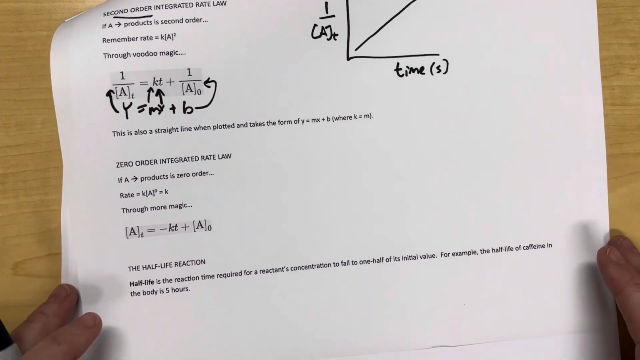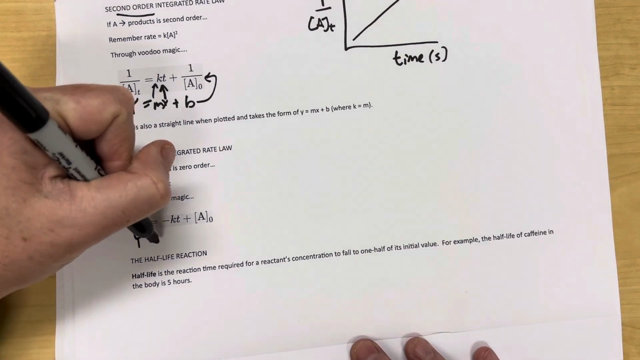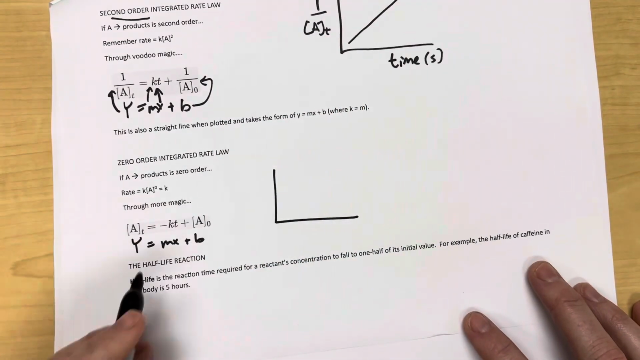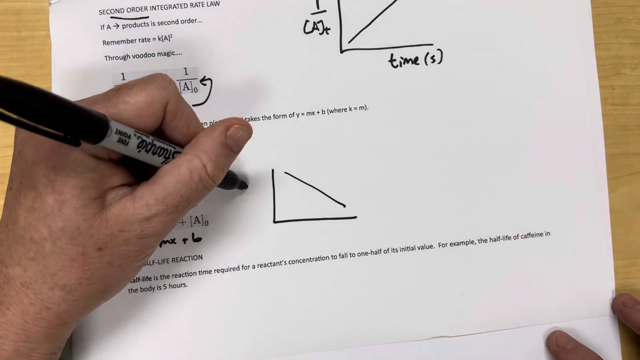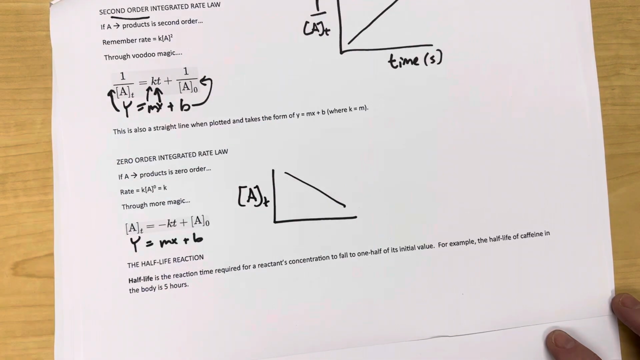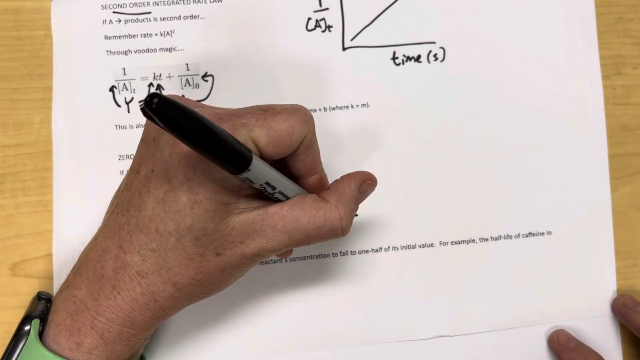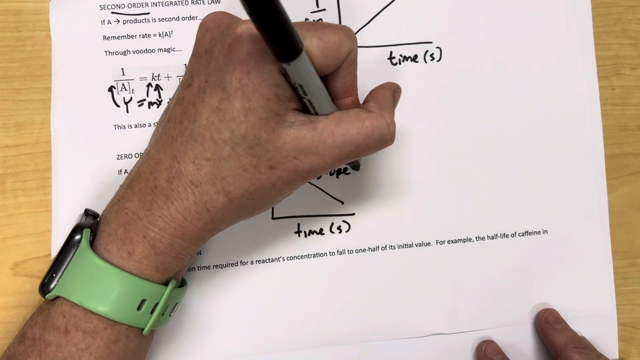And last but not least, we have zero order. Kind of similar, y equals mx plus b. But in this case, I see that the k is negative, so that means we'll probably get a negative slope. Our y is the concentration of A at a particular time, and our x is, again, time in seconds. And our slope would be negative k.